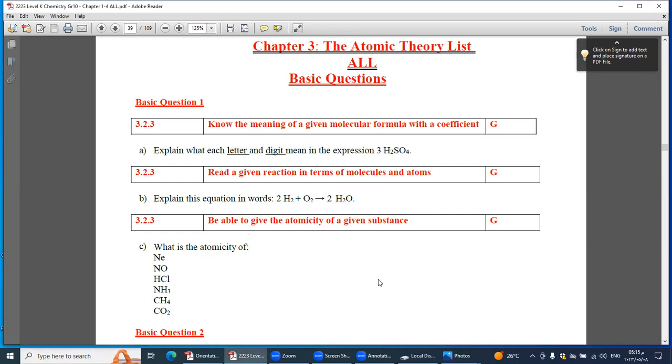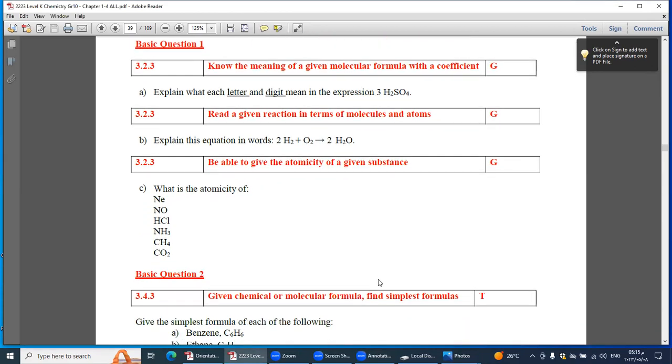Number 3. What is the atomicity of Na, NO, HCl, NH3, CH4, CO2? So what is the number of atoms? There is a difference between number of atoms and number of elements. What's the difference between them?